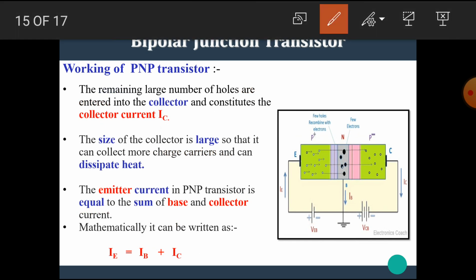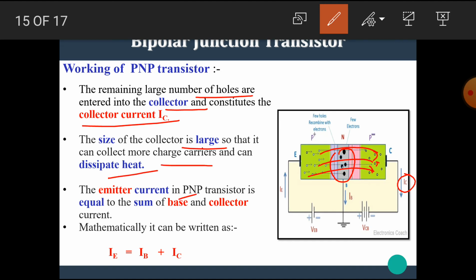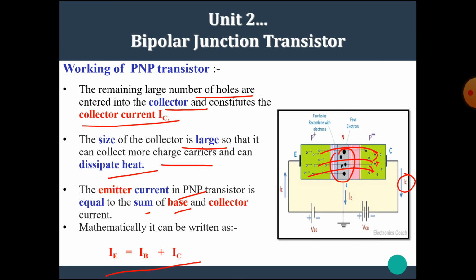Next, the remaining large number of holes enter into the collector and constitute the collector current. That means only some holes are recombined here with the electrons and a large number of holes enter into the collector to constitute the collector current. The size of the collector is large so that it can collect more charge carriers and can dissipate heat. The emitter current in a PNP transistor is equal to the sum of base current and collector current. Mathematically, it can be written as IE = IB + IC.